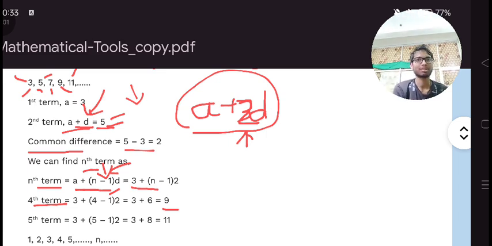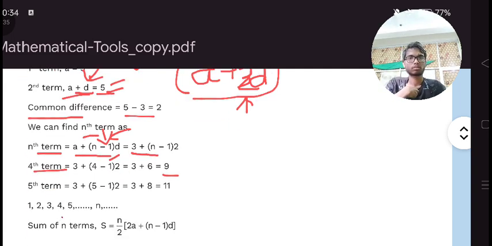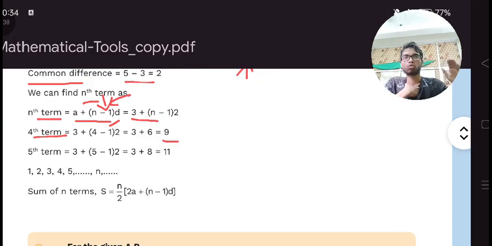So one thing we got, very interesting. Fourth term. So n is just the position of the number. Fifth position, sixth position. So 4 minus 1 will become 3 and D is 2. 1, 2, 3, 4, 5, like that.